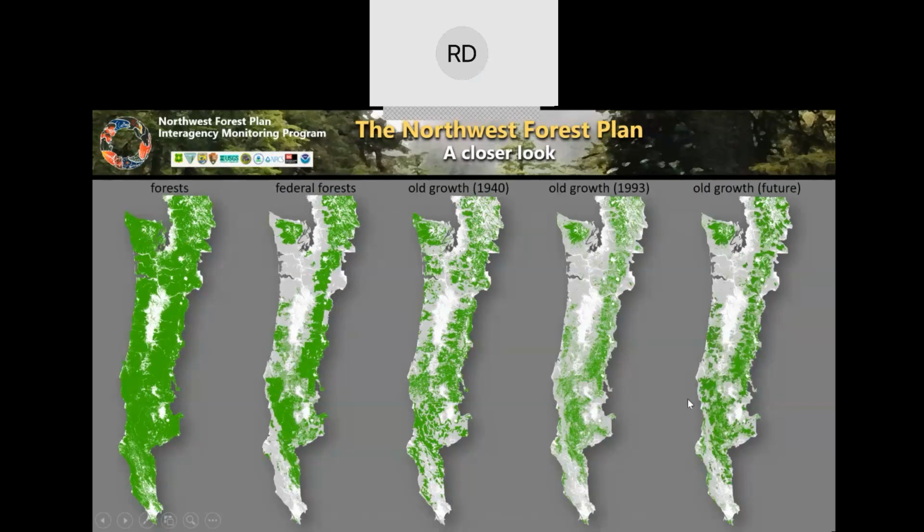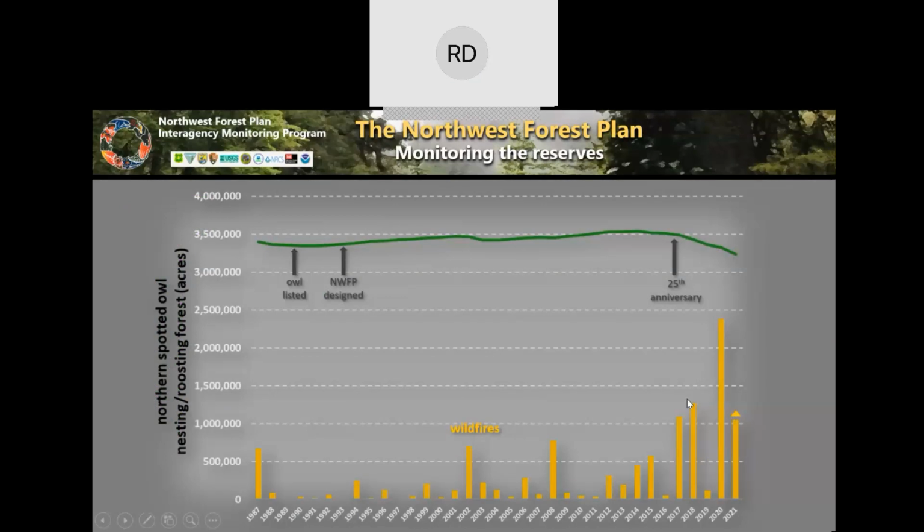So the monitoring program is tracking what's going on with old forests within those reserves. And so here we see a long-term trend, the green line of this is northern spotted owl nesting and roosting forest. So this is basically old growth forest. You can see the tail end of the decline prior to the listing of the owl in 1990, and then when we stopped cutting timber as a result of the timber injunction, it starts to grow back. The Northwest Forest Plan was designed here, and then over the first 25 years, we see this period of maintenance and restoration within the reserve, which was what it was designed to do.